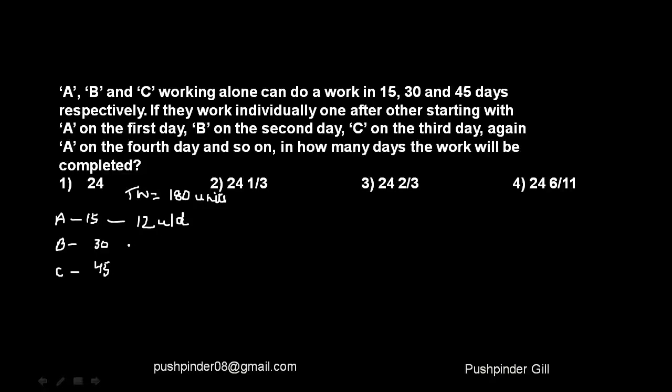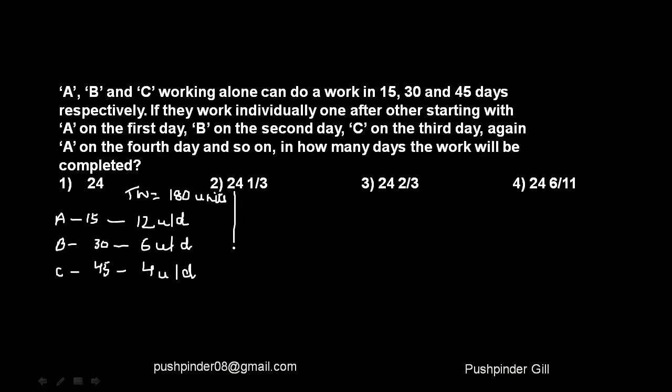that means he's going to finish 12 units every day. And if B over here is able to finish the job in 30 days, that means he's going to finish 6 units every day. And C is able to finish the job in 45 days. That means he's going to finish 4 units every day. I could have even taken 90, that would have made life easier. Okay, no problem. So A is able to finish 12 units every day, B 6 units every day, and C 4 units every day.